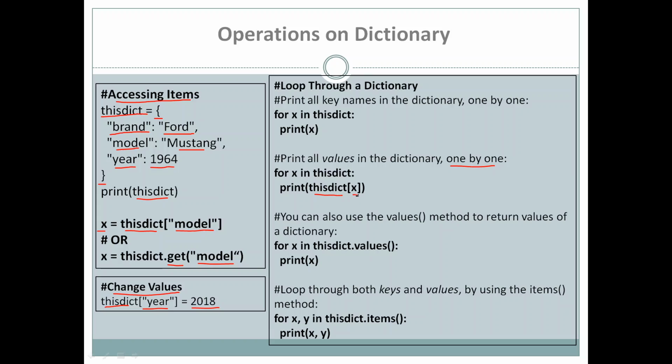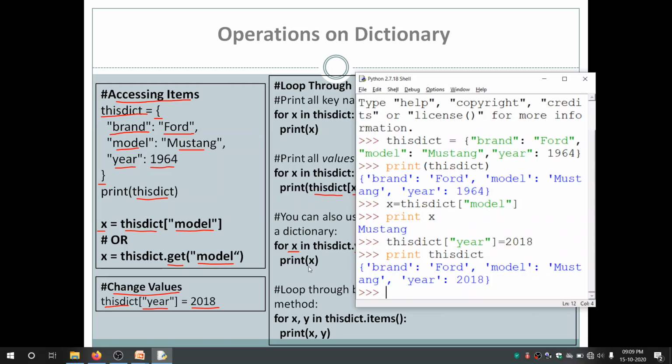Now we will move to the next operation here. You can also use the values method to return the values of a dictionary. Now we can print values of a dictionary by using one more way, that is by using an inbuilt method. The method is the values method. Now how can it be used? For x in this dict dot values. The values method will return all the values from the dictionary, and every time the loop executes, one value is assigned to x and we are printing that value. Okay, let us see how this works.